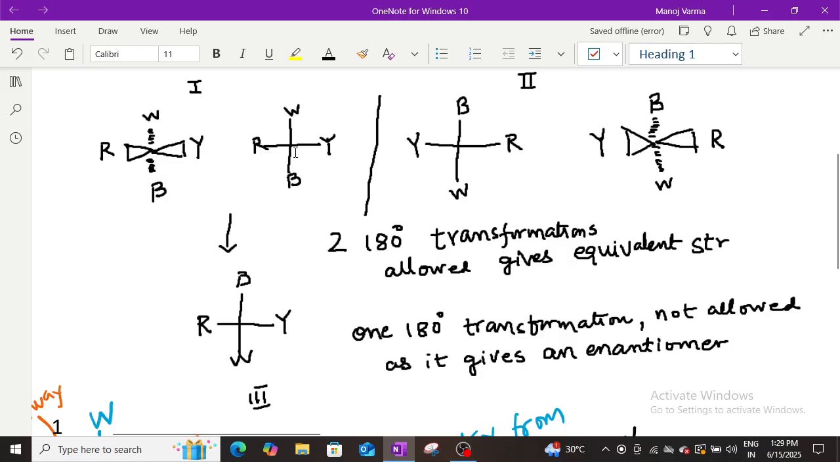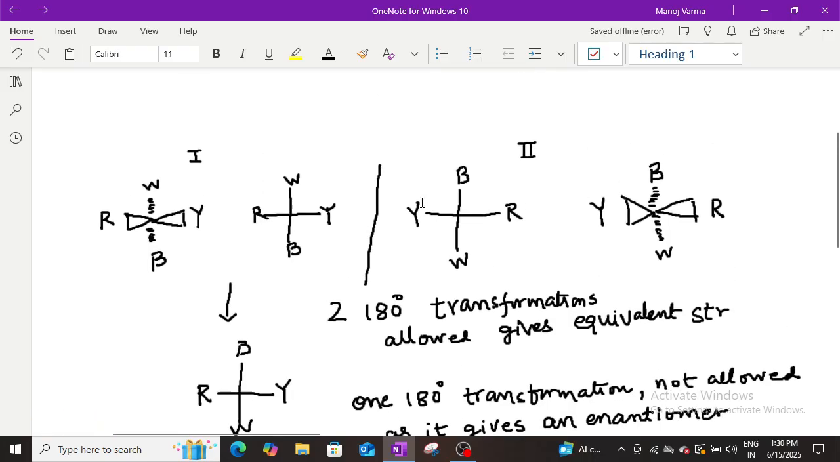Now the point is that if we transform this Fischer representation and just interchange or just change the positions of some of the atoms or groups, then do we get the equivalent structure, that means the structure representing the same molecule, or do we get the structure of a different molecule? So whether the structures are equivalent or they are non-equivalent.